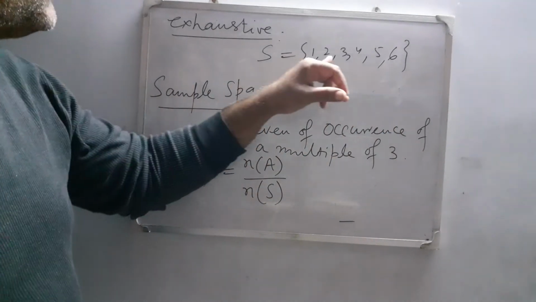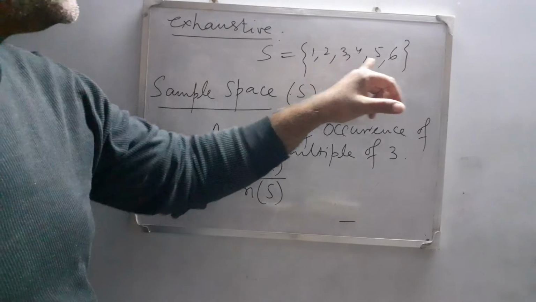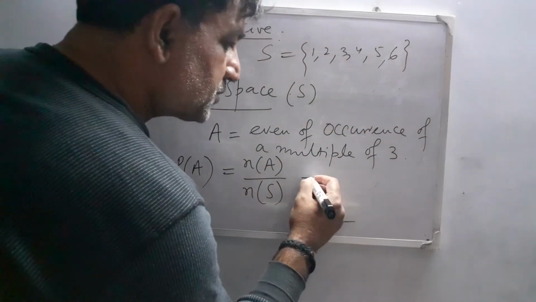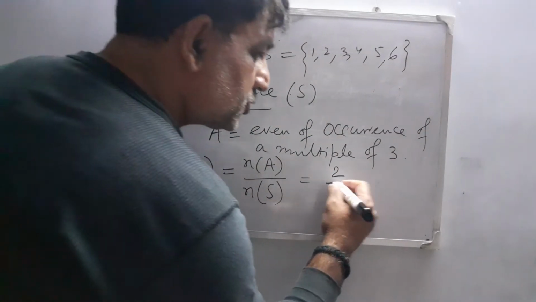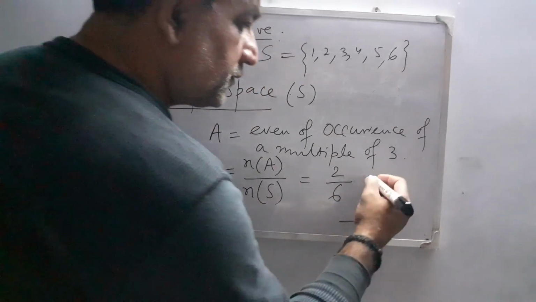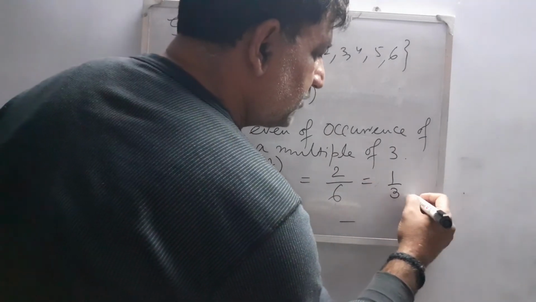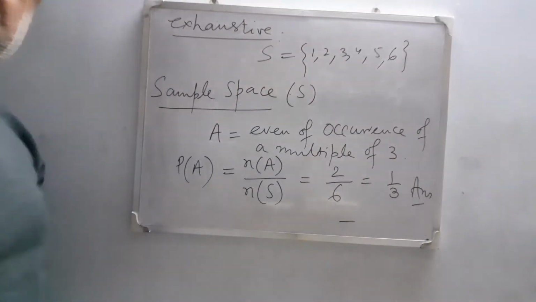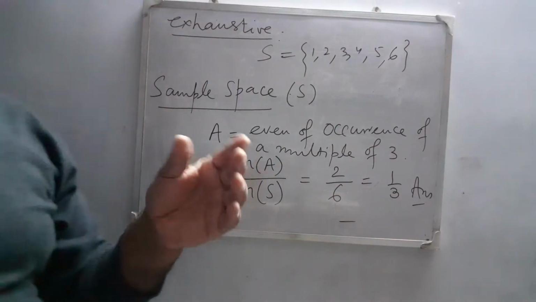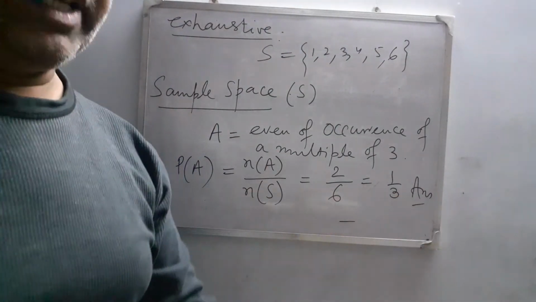Now N(A), if you observe it, multiples of 3 here are 2 numbers. So the number of outcomes favorable to A is 2 and the total possible outcomes is 6. So we divide it and we will have 1 by 3 as our answer. So in this way we have calculated probability in class 11.